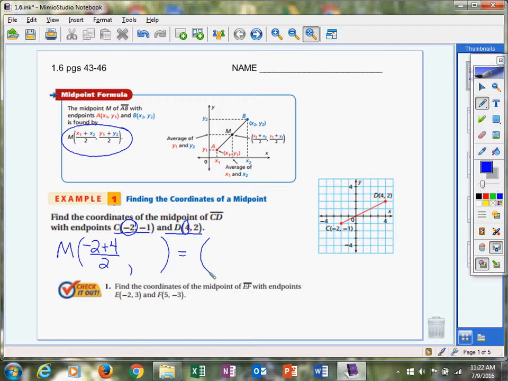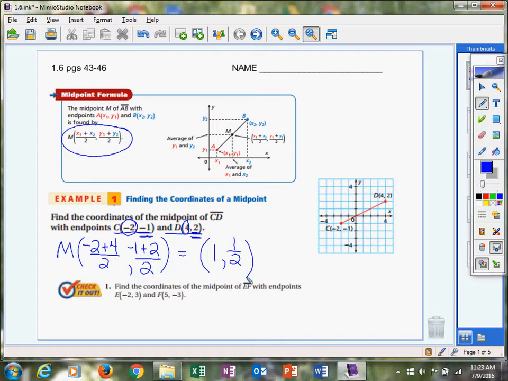So let's do some basic math in our head. What's -2 plus 4? Correct. That is 2. What's 2 divided by 2? 1. Good job. So we know that our midpoint's going to fall wherever x is 1. And now our y's. I'm going to double underline our y's. Now we're going to add our y's together and divide by 2. So our y's are -1 and 2. So -1 plus 2 is 1. 1 divided by 2 is 0.5, or 1/2.